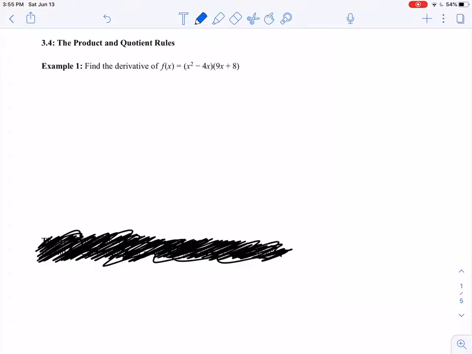At this point, we have this tool called the derivative. We have a basic understanding of what it tells us because it tells us the slope of the tangent line or rate of change or velocity. And we have a couple different ways to find derivatives.